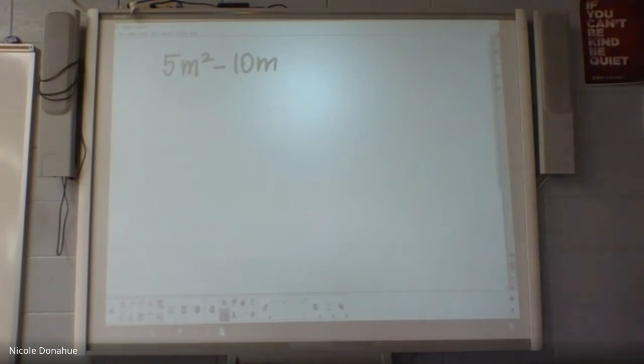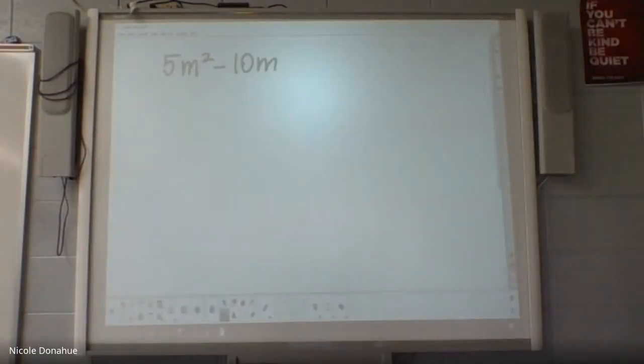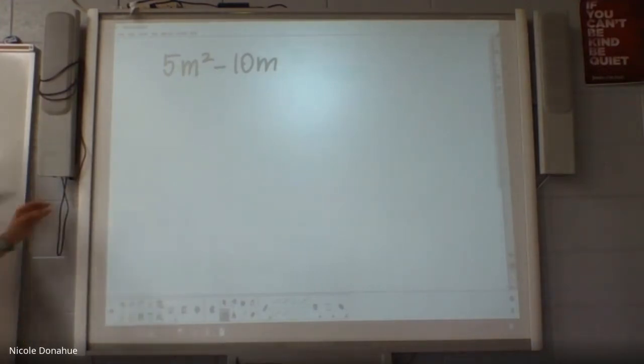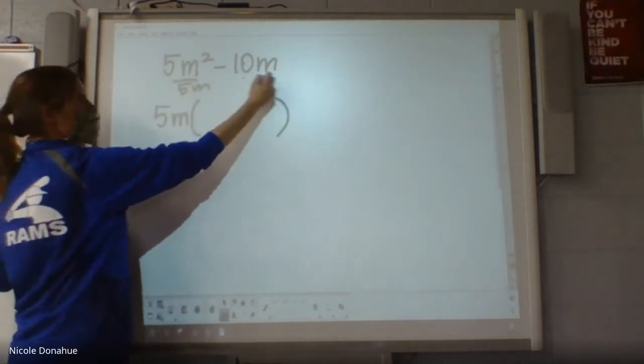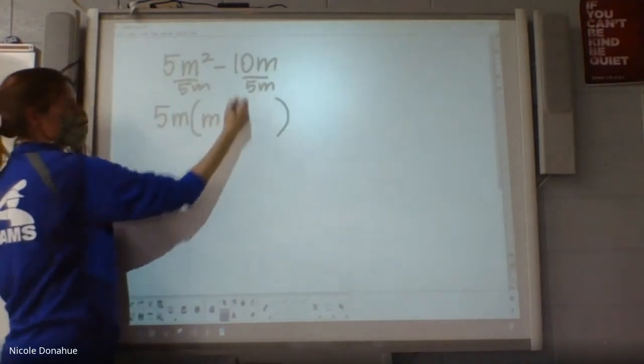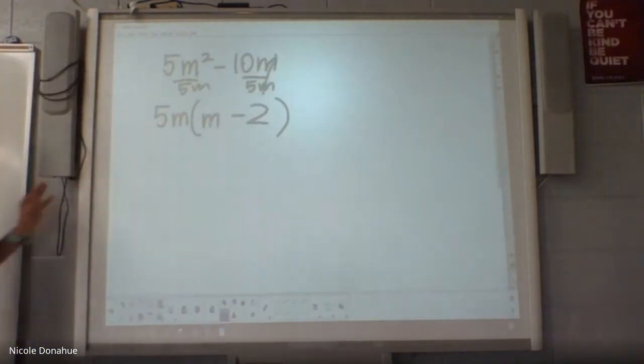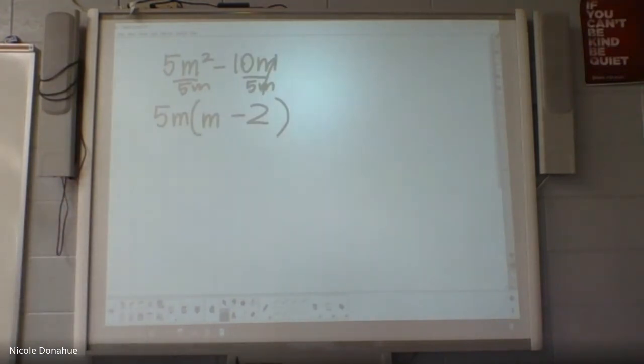Guys, can you grab a different color pen, please? All right, so when you divide, you're dividing the 5m out. So that means I have to divide each of these by 5m. So this will be m, and then this will be a minus 2. Those m's will cancel. So you have to take the m out of each of those. So there's going to be one less m in here, here, and here.